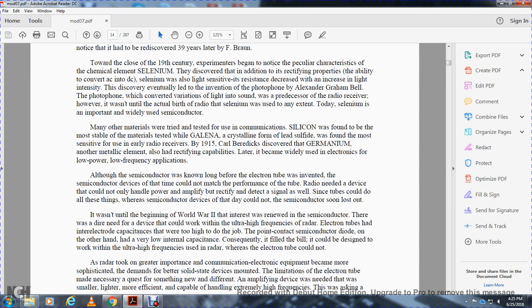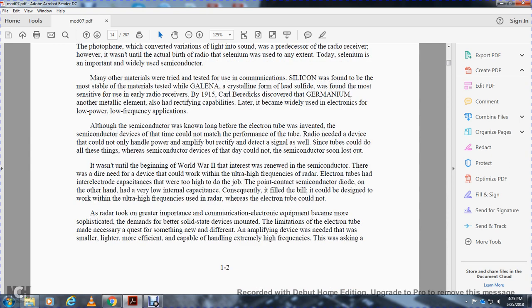In 1915, Karl Baedeker discovered germanium, another metallic element that also had rectifier capabilities. It later became widely used in electronics for low power, low frequency applications. Although semiconductors were known long before the electron tube was invented, the semiconductor device at the time could not match the performance of the tube.